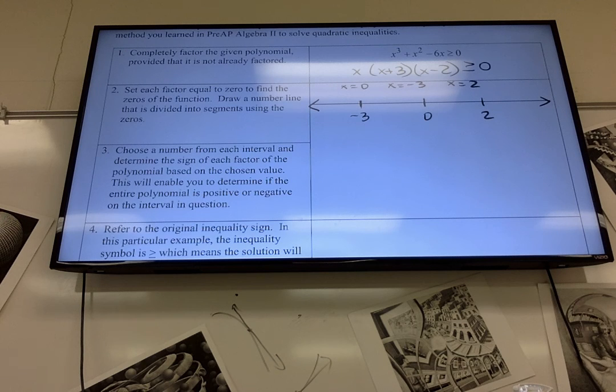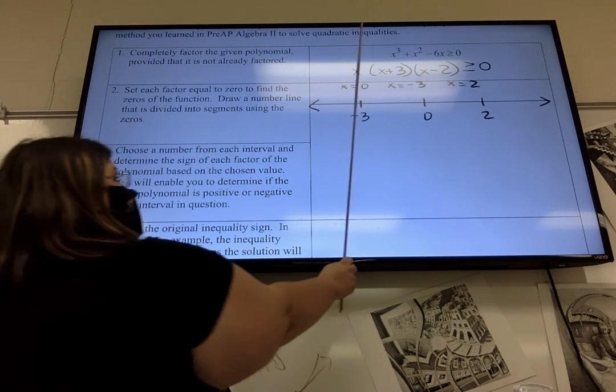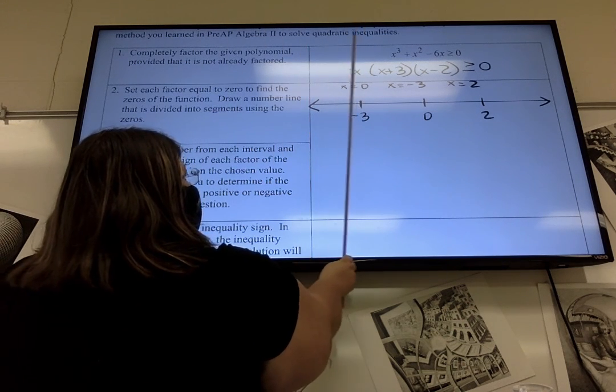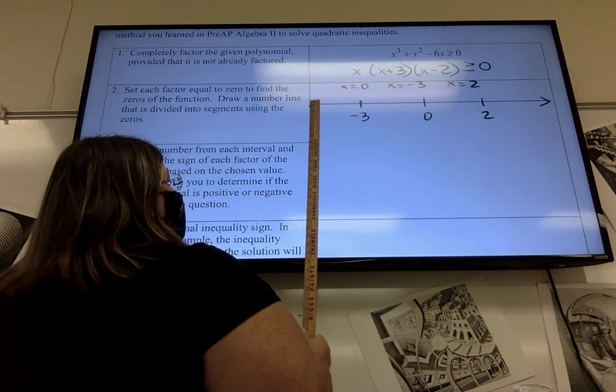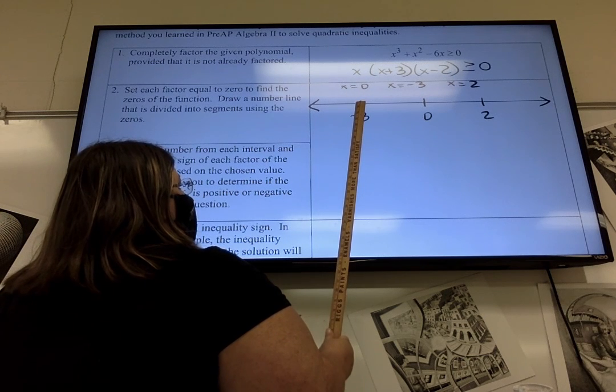Then number 3 says, choose a number from each interval and determine the sign of each factor of the polynomial based on the chosen value. This will enable you to determine if the entire polynomial is positive or negative on the interval in question. That sounds like a bunch of gibberish. What that means is, our first interval would be from negative infinity to negative 3. So pick a number, any number, between negative infinity and negative 3.